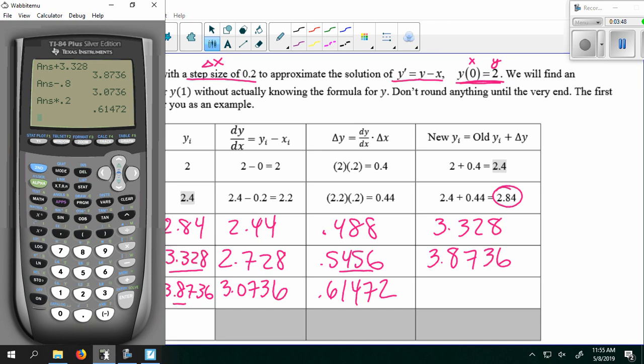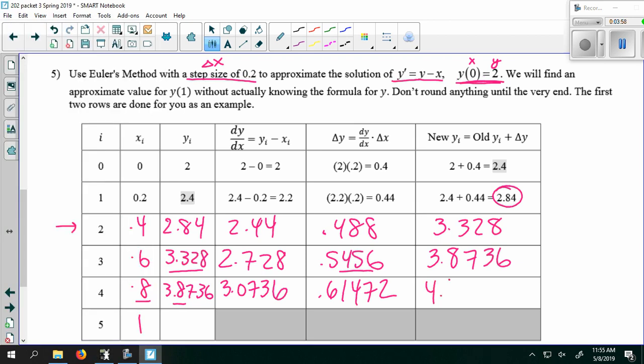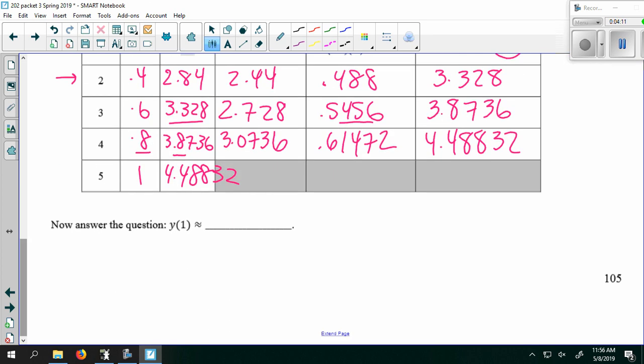So my old y was 3.8736. Adding 0.61472 gives 4.48832. And that is my new y, 4.48832. So that is my estimate for y of 1. When x is 1, y is approximately 4.48832.